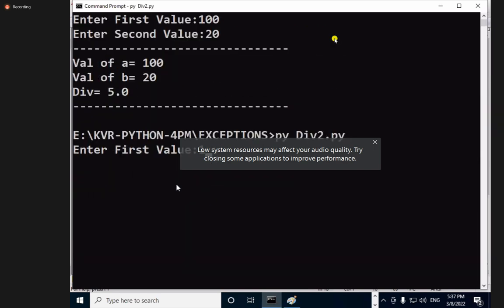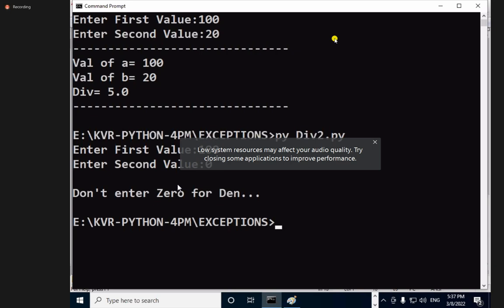Okay, now I am entering 100 and 0. Which block will execute? Is the else block executing? See, my dear students, don't enter 0 for the denominator. Are you getting command over it? First, which block will come? No exception is occurring, which block will execute next? The else block. Beautiful. First, which block is coming? Exception is there, which block next?